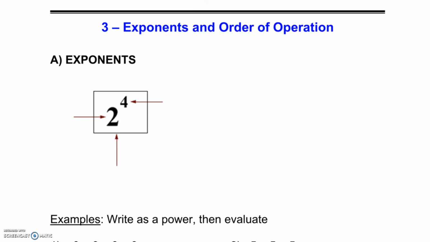This lesson is on exponents and order of operation. We're going to start by looking at exponents. In front of you, you see 2 to the 4th in a box, and this is what's called a power. The power is broken up into two parts, a big number and a little number. The big number we call the base. The little number is called the exponent.